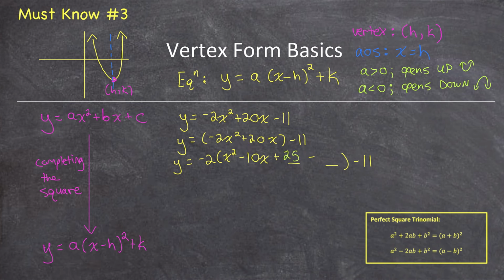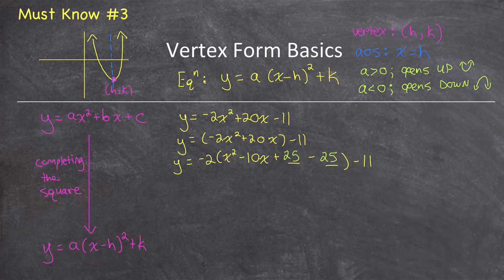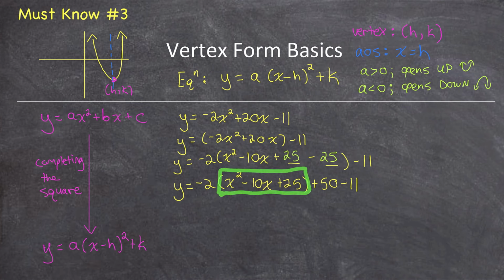So I'll add and subtract 25 to keep it equivalent. Get the negative 25 out of the brackets by multiplying it by the negative 2 in front. And then factoring the quadratic that's in the brackets should be easy because it's a perfect square trinomial. The numbers that multiply to the c value and add to the b value will be the same number twice. It'd be negative 5 and negative 5, so it would factor to x minus 5 squared.